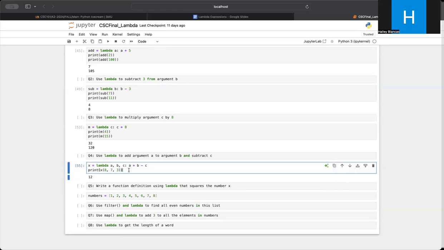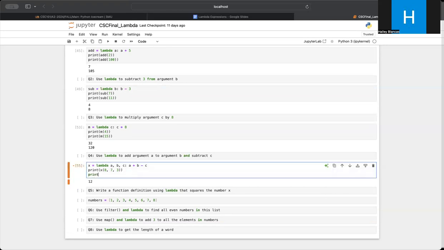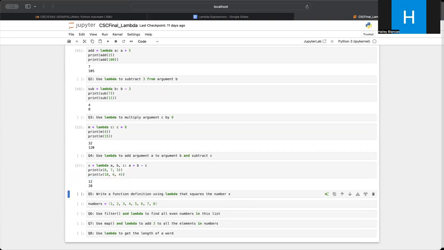Let's do this one more time. Print function x. This time we'll let a equal 18, b equal 6, and c equal 4. 18 plus 6 is equal to 24. 24 minus 4 equals 20, so trial 2 ran correctly.